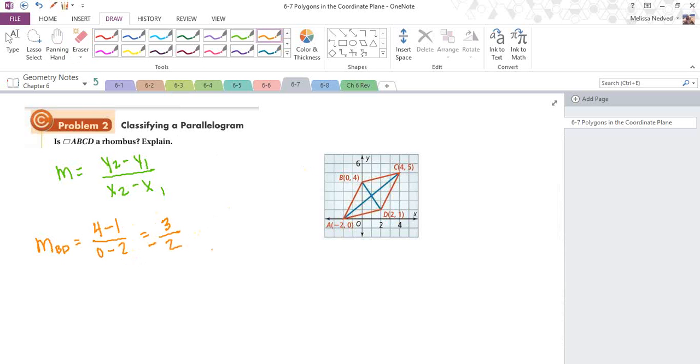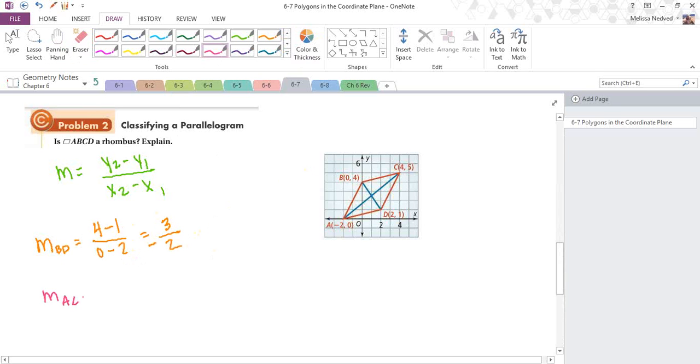So without even going forward yet, let's talk about what we would need in order to have perpendicular diagonals. Lines that are perpendicular have opposite reciprocal slopes. Opposite meaning change the sign, reciprocal meaning flip the fraction. So in order for this to be a rhombus, AC would have to have a slope that was the opposite of negative 3/2, so it'd be positive, and flip the fraction, 2/3. So if the slope of AC is positive 2/3, then I have a rhombus. Let's check.